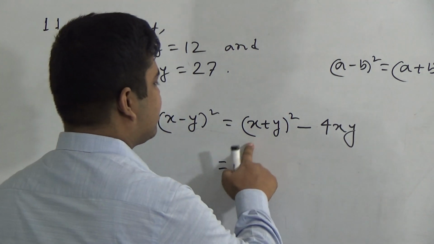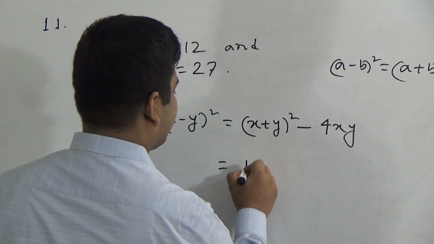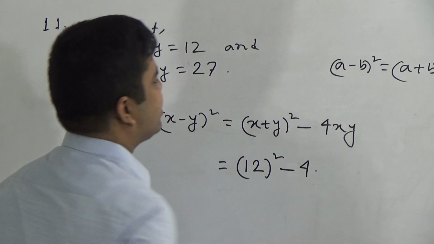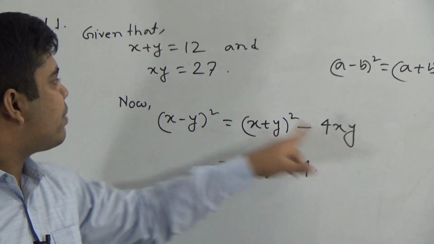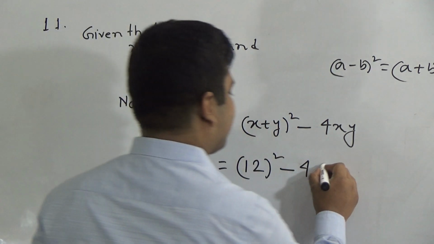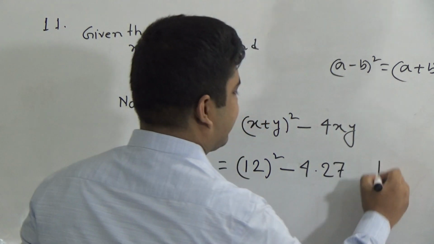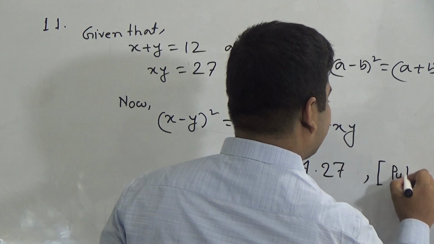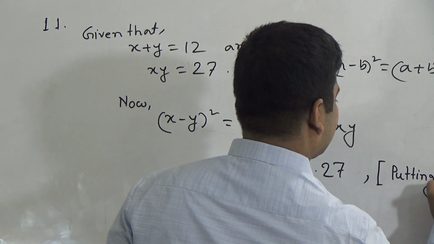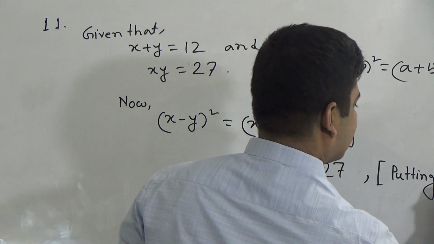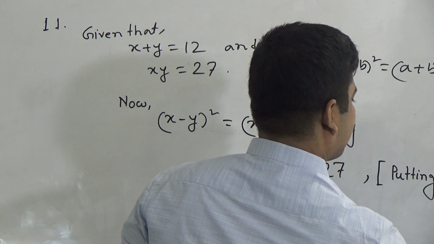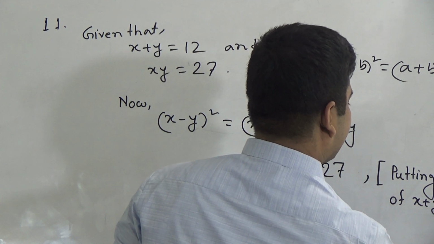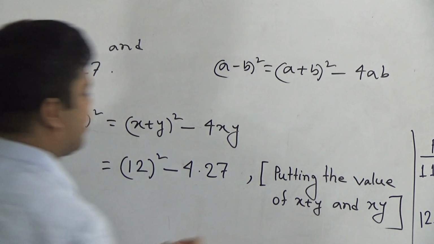So here the value of x plus y is 12. So now write 12 square minus 4 into what is the value of xy? The value of xy equal 27. Here we give a side note, putting the value of x plus y and xy. Okay, I hope you have understood.